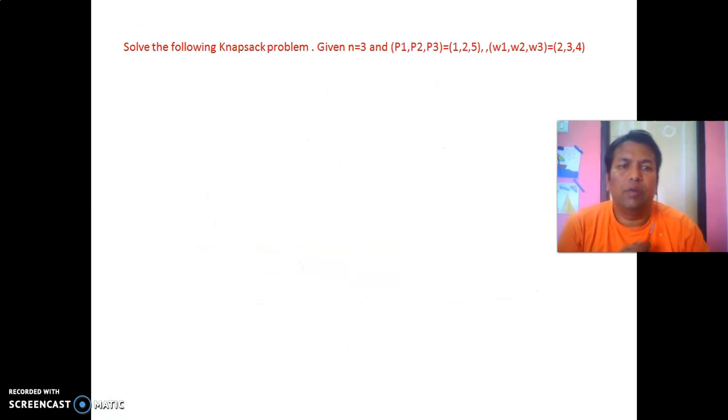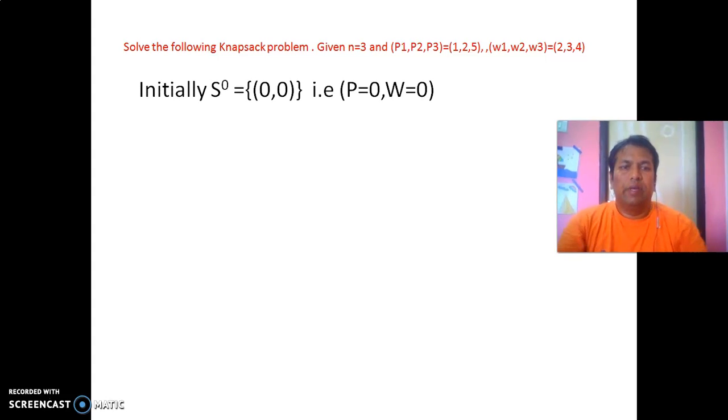Now we are going to solve the knapsack problem. The number of objects is n equal to 3, and the profits for those three objects P1, P2, P3 are 1, 2, 5, and the weights W1, W2, W3 are 2, 3, 4. Initially we find S^0, the initial set, where the tuple (P, W) is 0, 0.